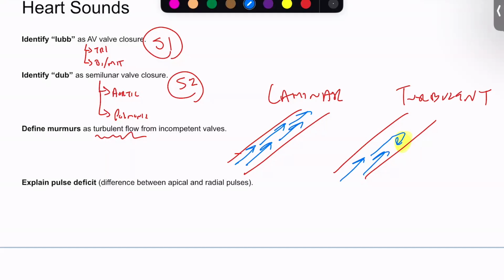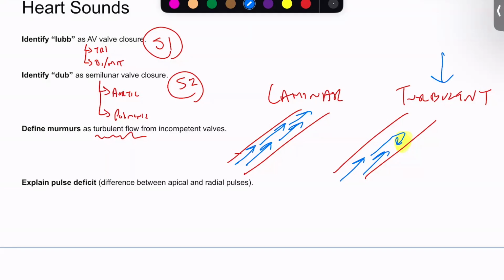And so murmurs are going to be abnormal heart sounds. It's caused by this turbulent blood flow right here. It's most commonly due to incompetent or leaky valves that don't close completely. Heart murmurs are actually pretty common, but it can also occur whenever you have stenosis. So whenever your valves are hardened and narrowed.